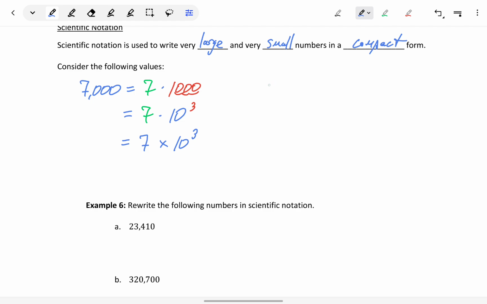We can also do that with a very small number, like 0.0002. We could rewrite this as 2 times 1 over, this number is in the tenths, hundredths, thousandths, 10,000ths place. So we could rewrite this as 1 over 10,000.